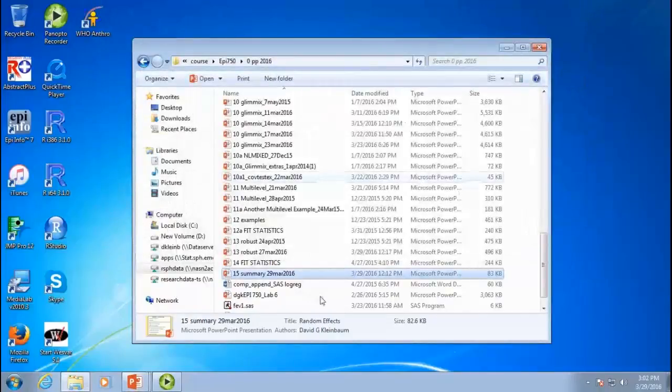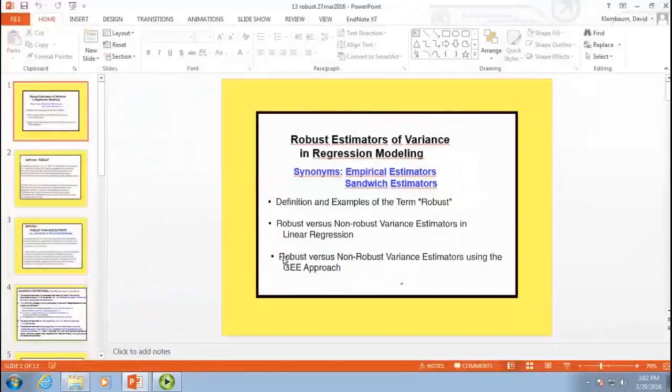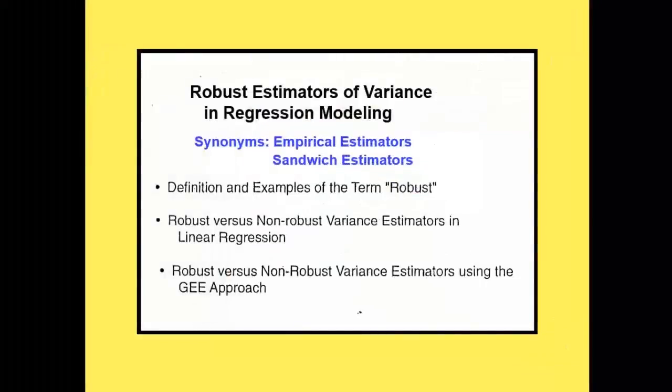Okay, so what are we going to do next? Well, the next thing I want to talk about is robust estimators. What I'm going to say for a good part of this is more conceptual than numerical. I want to talk about what a robust variance estimator is, and sort of how it's computed. But we've talked about this in general anyhow.